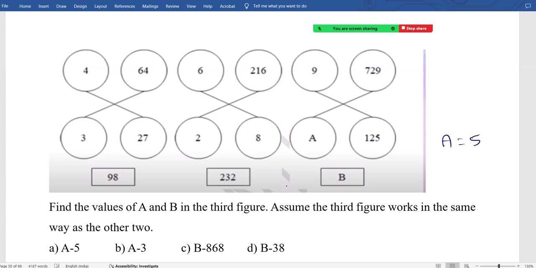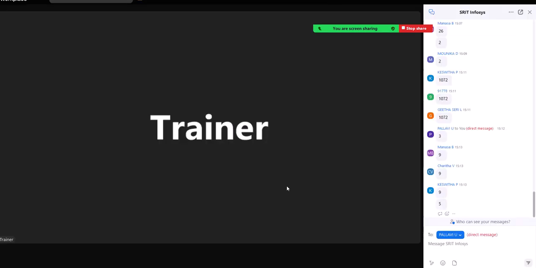Very good. Because this is 4, 4 cube, 2, 2 cube, 9, 9 cube. So 5, 5 cube. Okay, fine. But what is B value here? A is 5. What about B?